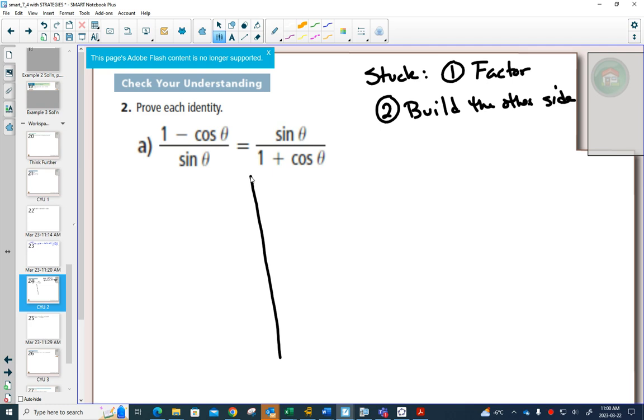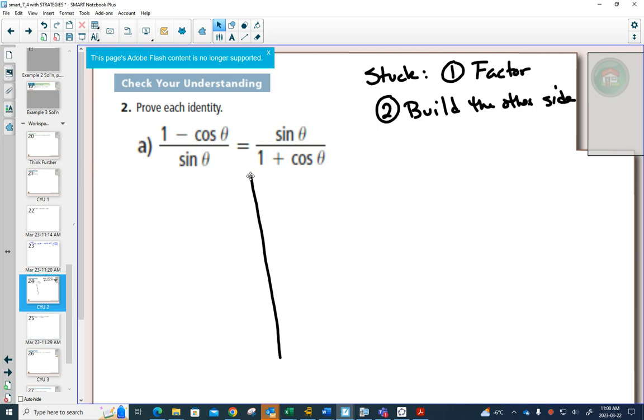So, what is the build the other side strategy? Well, if you get stuck, both sides are single fractions, nothing factors, nothing's the same, well, you decide, I'm going to make something the same. Maybe I'll make my numerators the same. Maybe I'll, even more common, because you're used to making denominators the same, maybe I'll make my denominators the same.